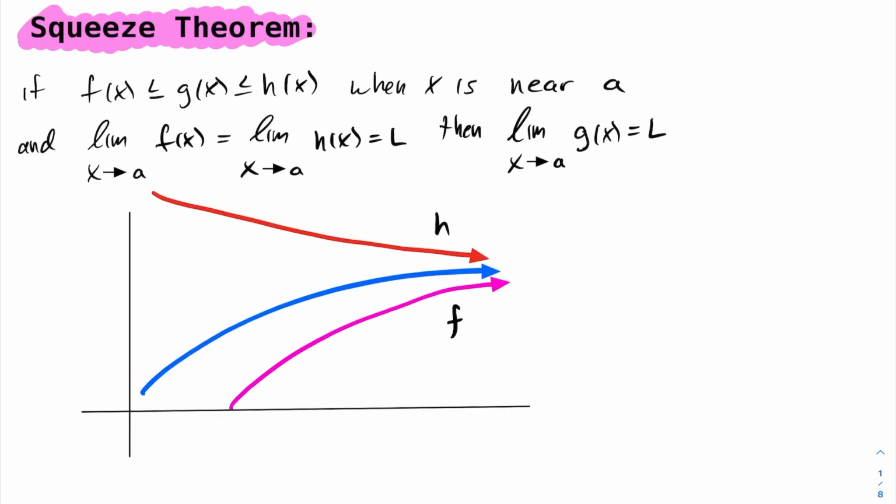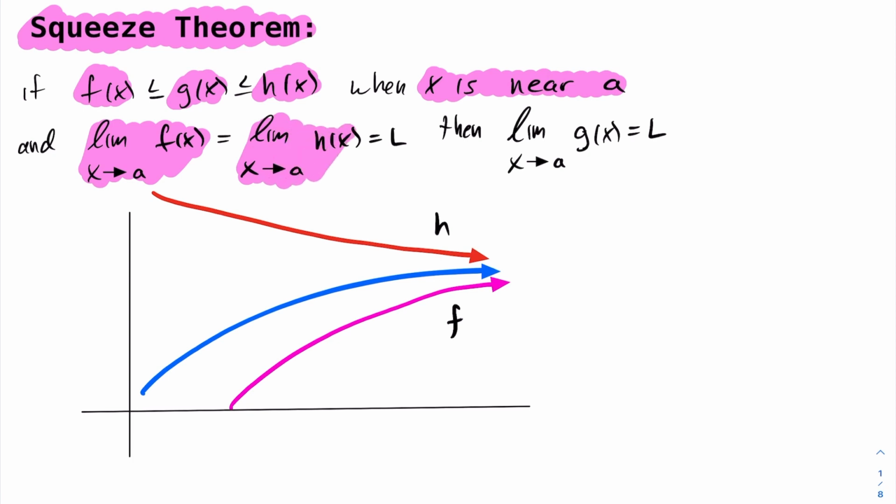What the squeeze theorem says: if you have a function f of x that's less than or equal to a function g of x, which is less than or equal to a function h of x, and this happens for values of x near your limit, in this case your limit is approaching a, and the lower bound and the upper bound both approach the same limit L as x approaches a, then that middle function will also approach L as x approaches a.